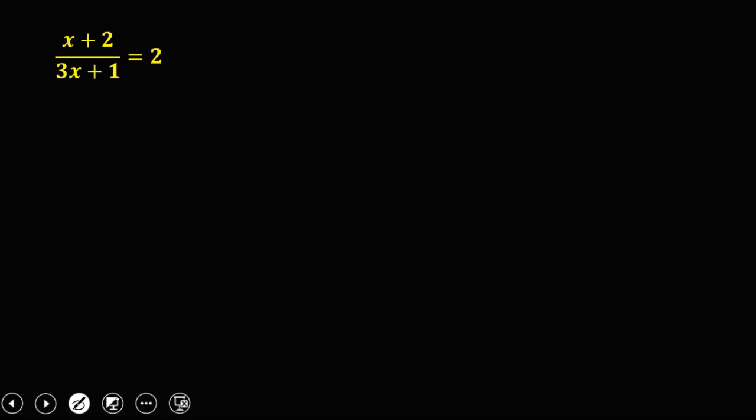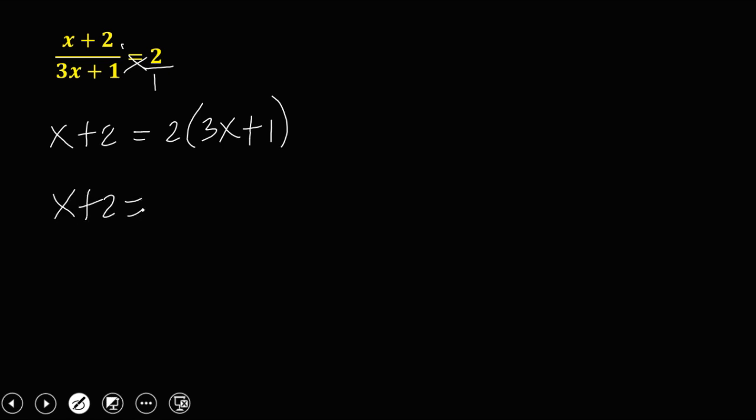Now on this problem, again, we can use cross multiplication because we only have two rational expressions. So we can put a denominator of 1 for 2, then cross multiply. So that's x plus 2 equals 2 times 3x plus 1. Then simplify. So this one, 6x plus 2.